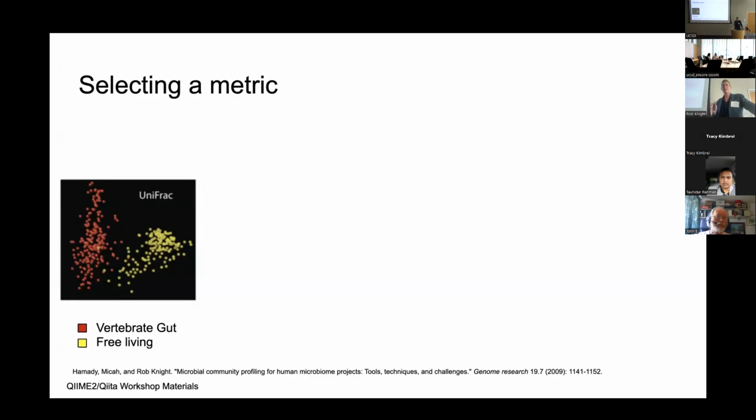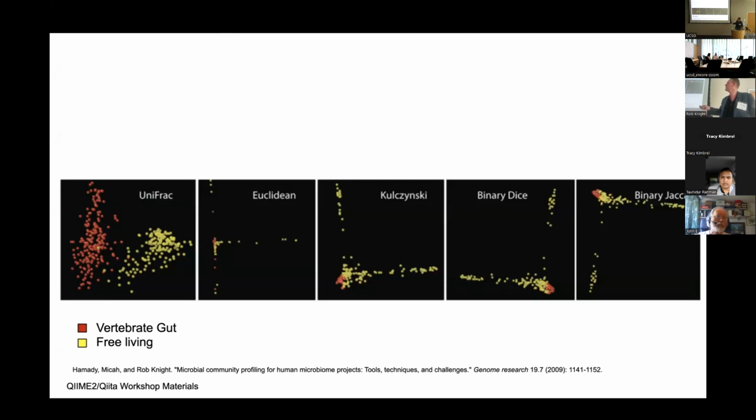So then the question is, what metric should you select? When you use UniFrac to look at different clusters, here we're looking at things found in the guts of animals versus things free living in the environment, and you can see they form two nice biologically plausible clusters. But if you do it with a whole range of other distance metrics, ranging from Euclidean to binary Dice coefficients and Jaccard coefficients, you get these spike artifacts at right angles to each other. And that's largely due to the sparsity of the data matrix.